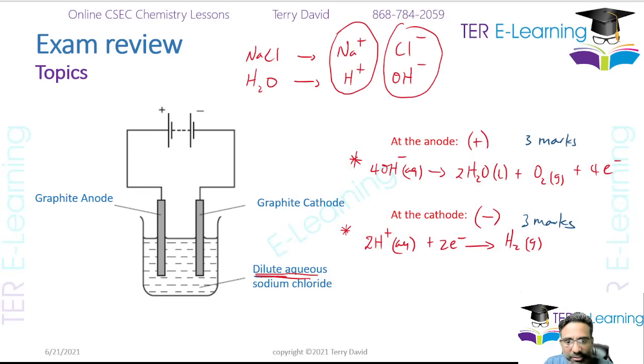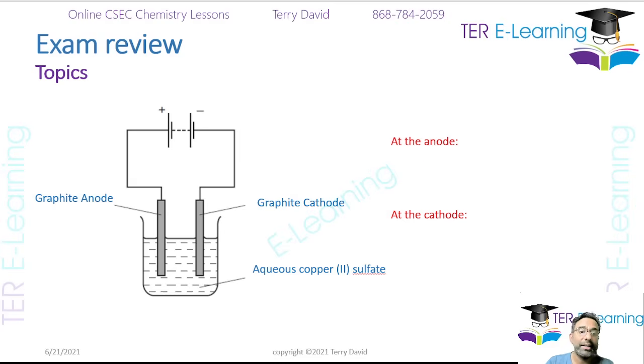Right, so this is concentrated and dilute. That's what CXC wants you to know. The next electrolysis that you need to be familiar with is this one here, where we're using aqueous copper 2 sulfate. Now this one is an interesting one.